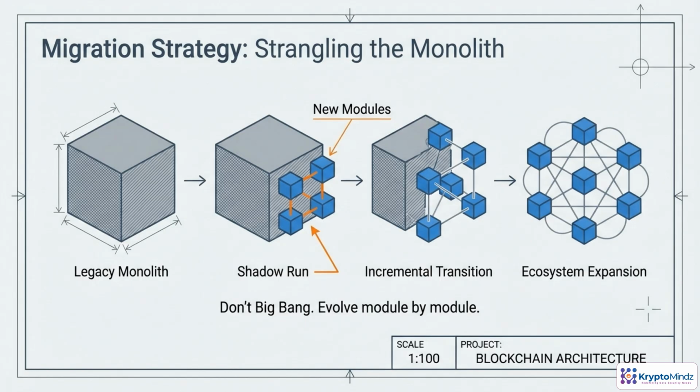Once a module proves itself, you route real traffic to it and retire that slice of the monolith. Over time, more capabilities move onto the consortium network until the old core becomes thin or disappears entirely. This approach reduces downtime, political resistance, and migration surprises.